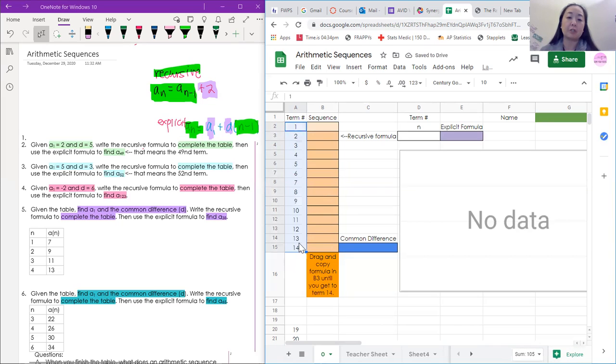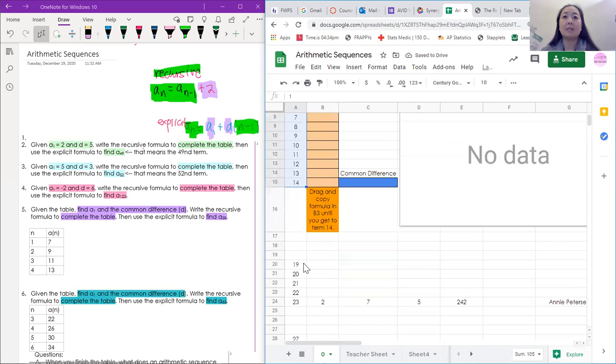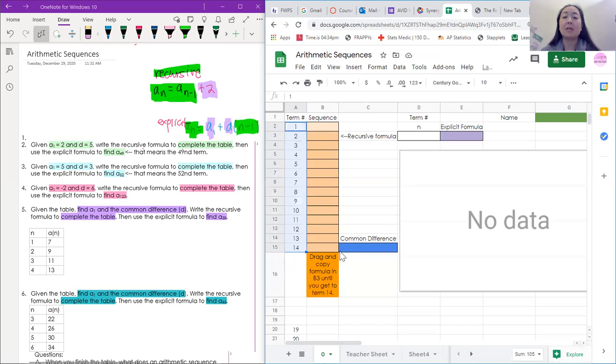So we're going to go until term 14. Okay, and somebody down here was doing some stuff, don't mind those. And it says for number 2, given a sub 1 is 2. So the 1 means that's the first term. So the first term is 2. Here you go, first term 2, enter, done. And then the common difference is 5, right? So I'm just going to write 5 here.